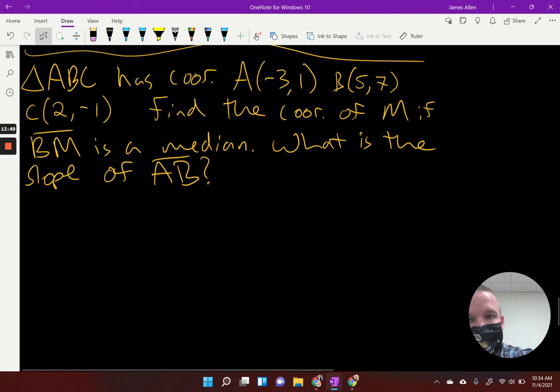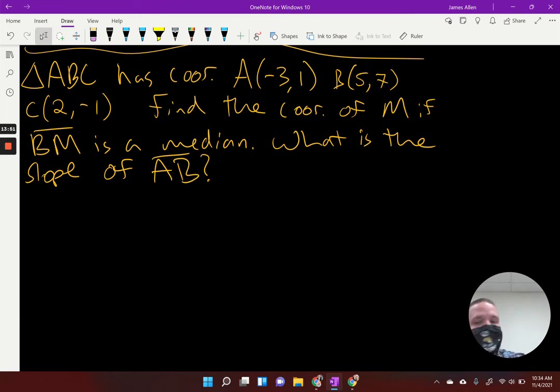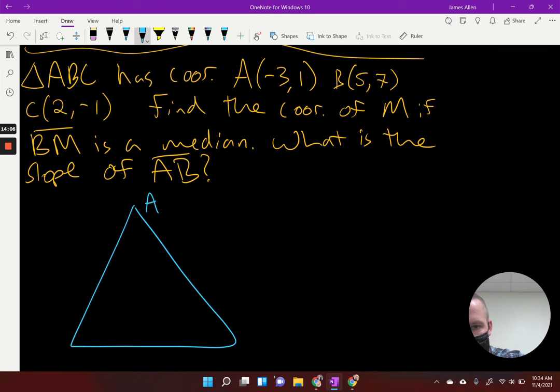All righty, triangle ABC has coordinates A, B, and C there. Find the coordinates of M if BM is a median, and also, what is the slope of AB? Two-part question here. I'm going to draw out my triangle. A is -3, 1. B is 5, 7. And C is 2, -1.